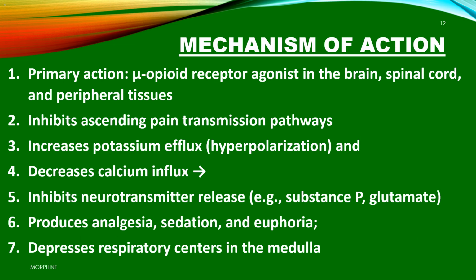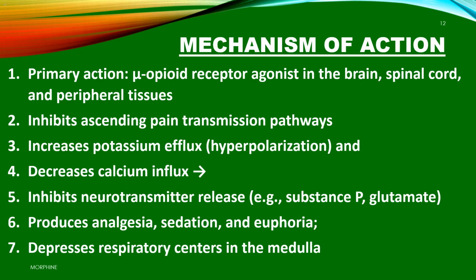Mechanism of action of morphine. 1. Primary action. Morphine acts as a mu-opioid receptor agonist, binding to specific receptors in the brain, spinal cord, and peripheral tissues. 2. Inhibits ascending pain transmission pathways. Morphine blocks transmission of pain signals to the brain, reducing the perception of pain. 3. Increases potassium efflux, hyperpolarization. Morphine increases the flow of potassium ions out of neurons, making them less likely to fire and transmit pain signals.